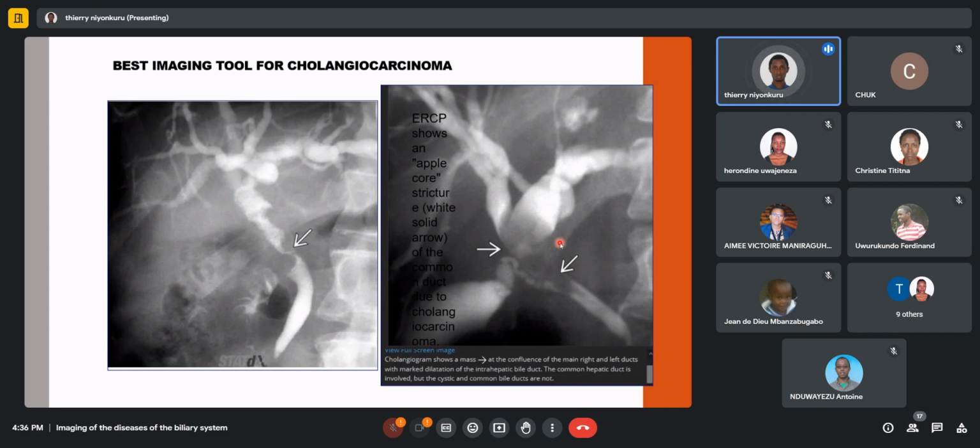So this also is, you can see at this level, a stricture. This is what we call an apple core stricture. This one, in the common bile duct, is also characteristic of cholangiocarcinoma, which has resulted from a mass which has caused obstruction at that level and severe narrowing.